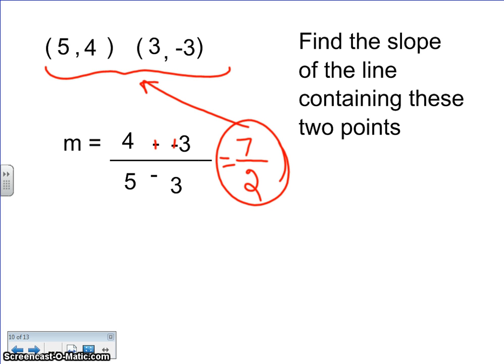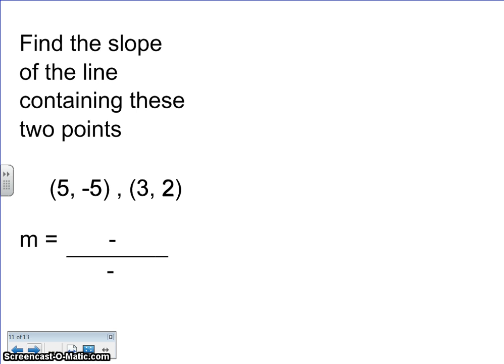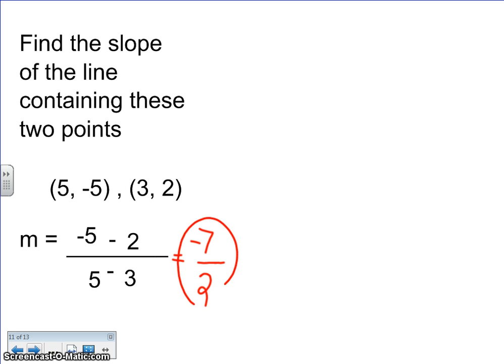The next one we're going to look at, we're going to do the same way. We've got 2 more points and we want to find the slope of this line. Remember, the y's go on the top. The x's go on the bottom. And then you've got your arithmetic to figure this one out. We've got -5 minus 2, which is going to give you -7. We've got 5 minus 3, which is going to give you 2. So this one has a negative slope, a slope of -7/2.